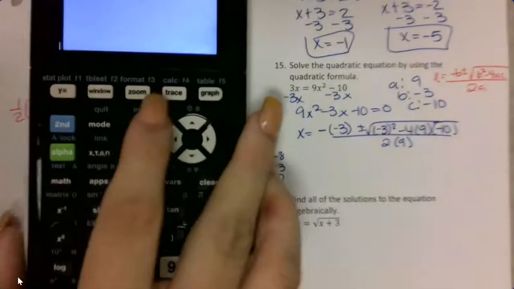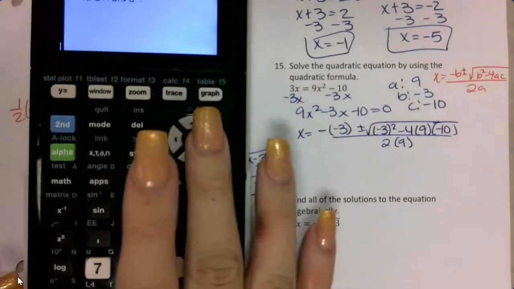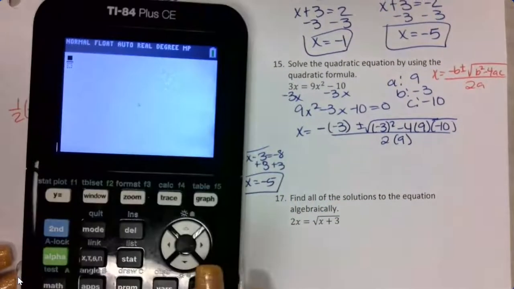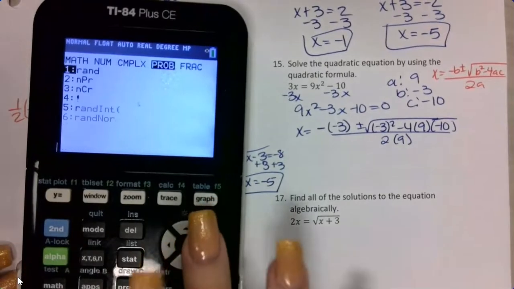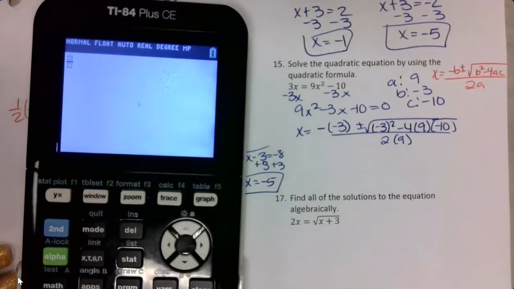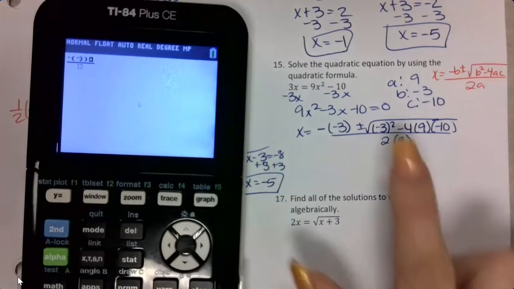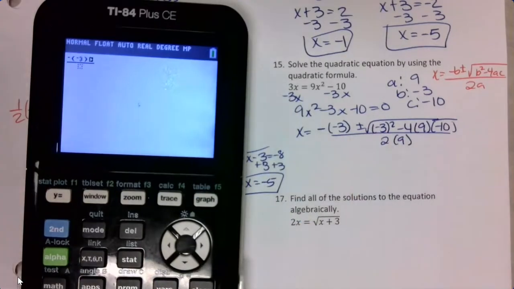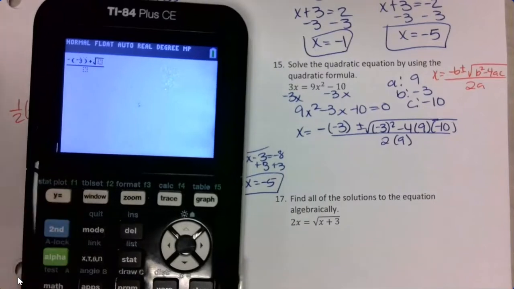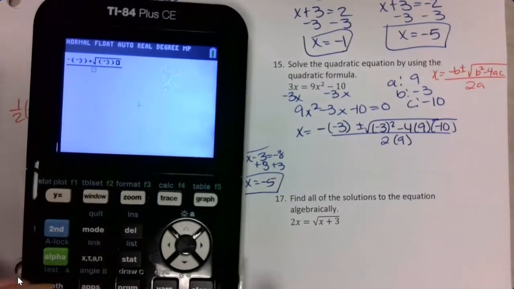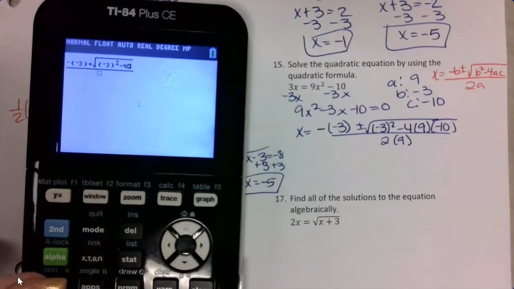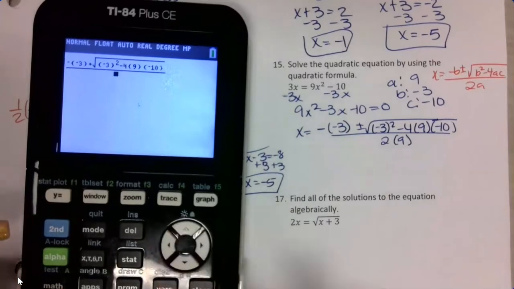What I'm going to do is go to Math, arrow over to Fraction, choose the first choice, and then I'm going to type in one of these things. Let me do that again because it was on the screen. Math, arrow over to Fraction, choose the first choice. So I'm going to do negative negative 3. Then I can only do plus or minus. I'm going to start with positive. Then I'm going to go second square root, negative 3 squared minus 4 times 9 times negative 10, over 2 parentheses 9. I press enter.